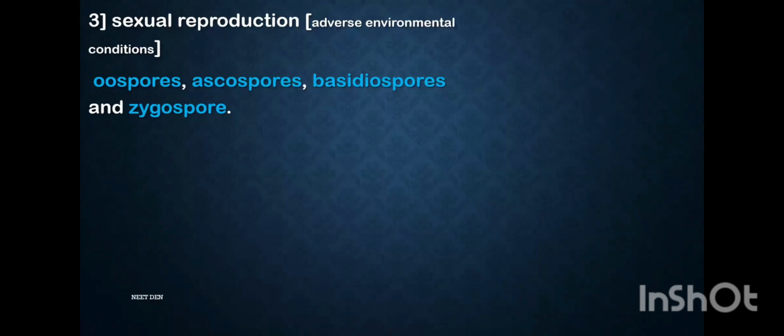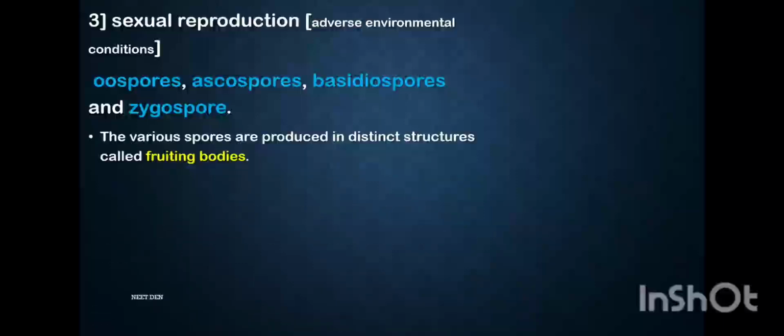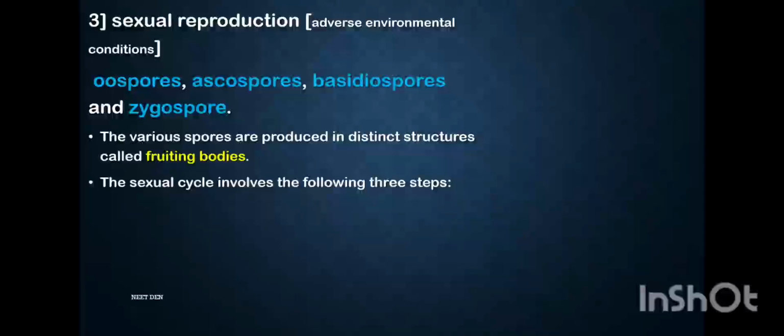But when sexual reproduction occurs, that is in adverse environmental conditions, different types of sexual spores are produced, like oospores, ascospores, basidiospores, and zygospores. These spores are produced in structures called fruiting bodies. And the sexual cycle involves various steps.